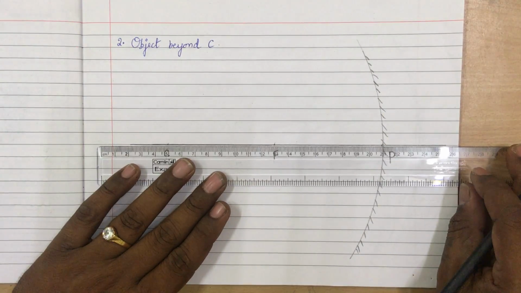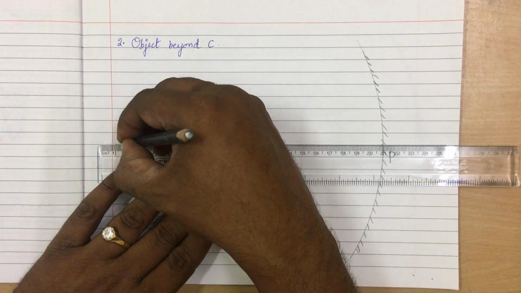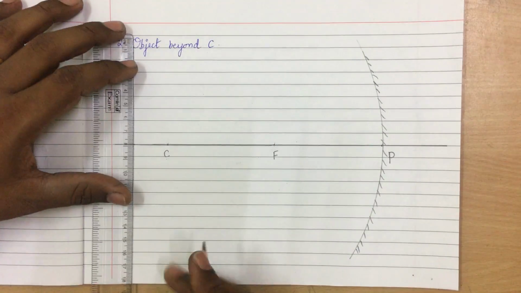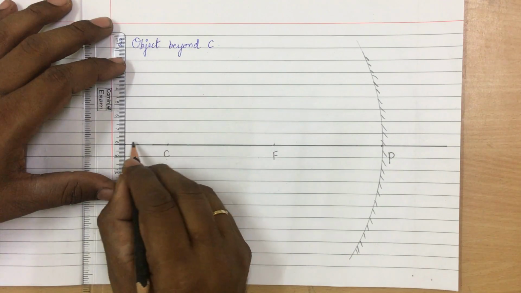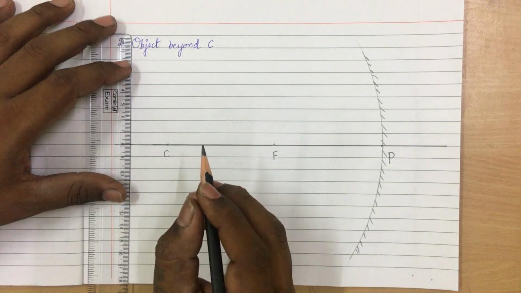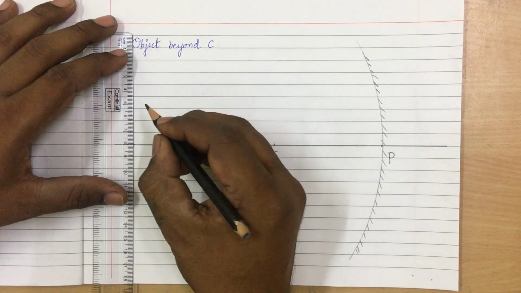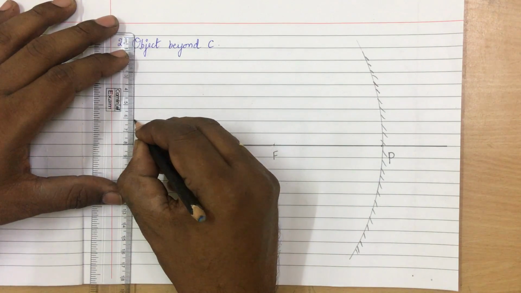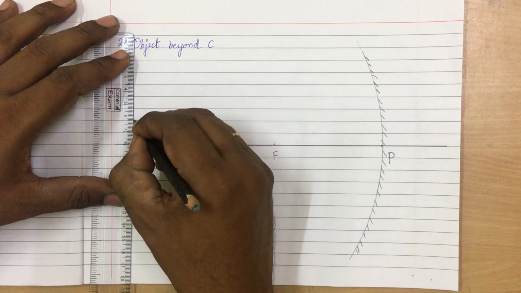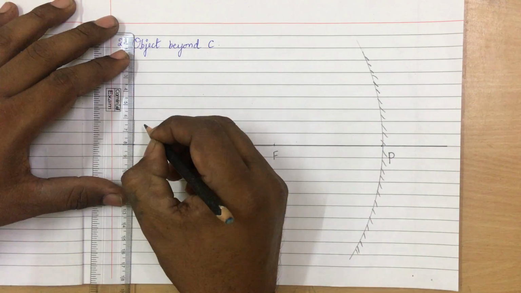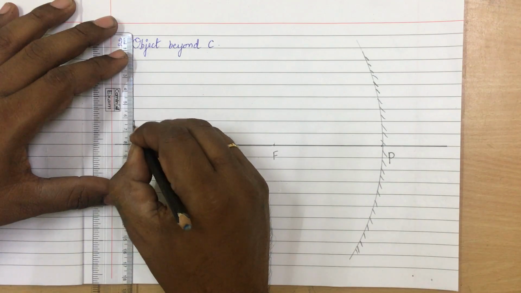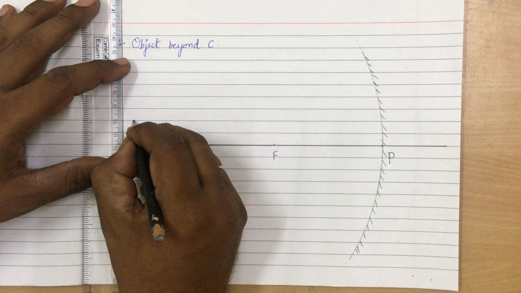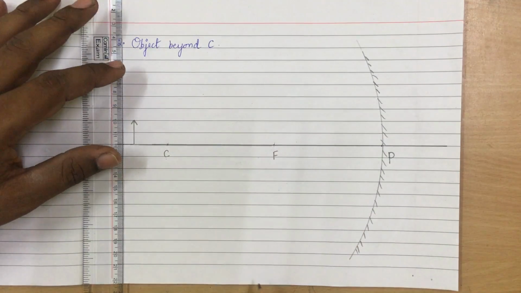Now we shall take an object beyond C. How could you take an object beyond C? Beyond C means the back side of C. So this is C, the center of curvature, and I am taking an object beyond C. I considered an object here beyond C, and I am drawing a line with the help of the rule lines. I have taken the object to the second rule line.